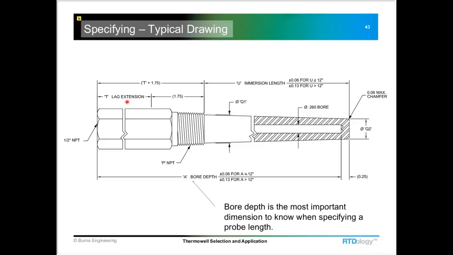And you may want to specify this if you have an insulated pipe that has, let's say you have a 3-inch insulation blanket around that pipe, you maybe would want a 3-inch lag extension so that you can more easily get a wrench on it and attach the instrument to it.